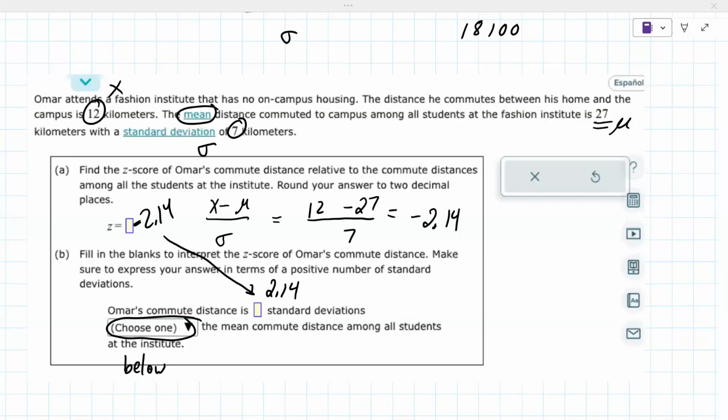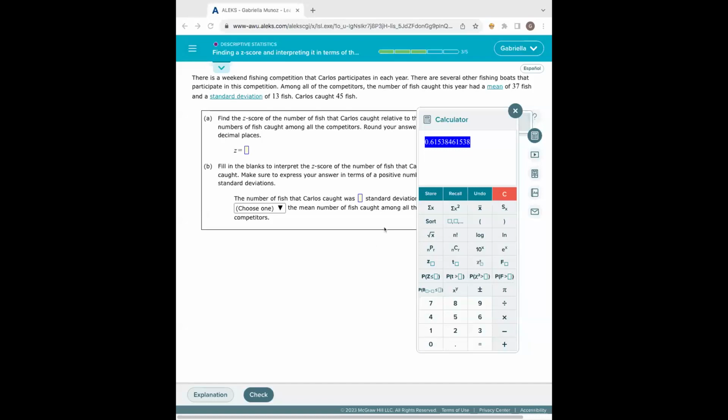So for this, I got 0.61. I am not seeing your screen right now. Okay, so let me, I have not calculated anything yet. So give me just a moment to get caught up to you and be able to best help.